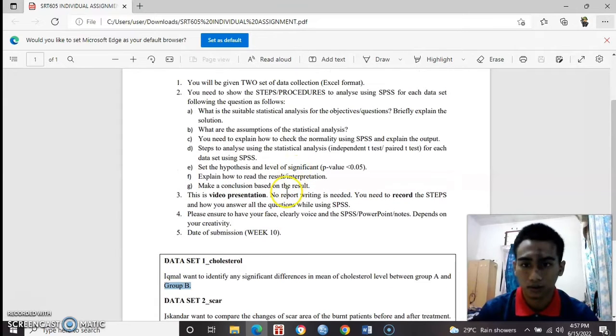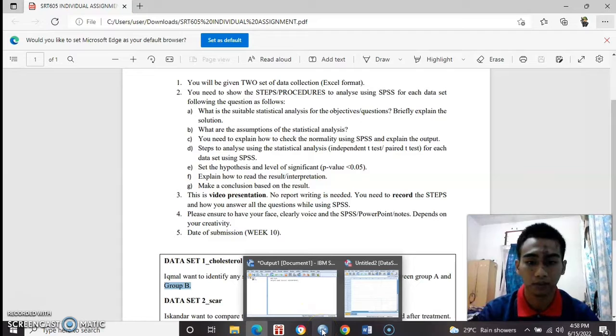So what are the essentials of the statistical test? First, the dependent variable must be numerical data, with random sample and independent observations to distribute the data. And we also need to see the data in the Shapiro and also the Kolmogorov. So in the next question, you need to explain how to check the normality using SPSS and explain the output. So let's go to question C.